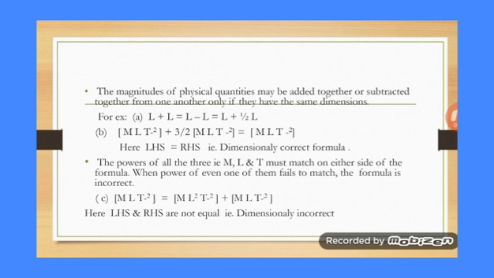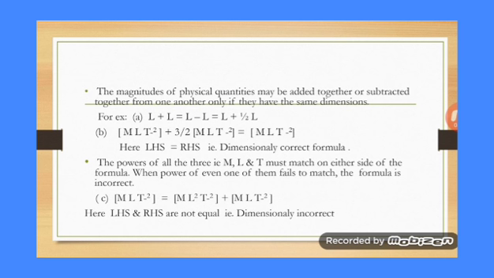Similarly, if on the left side it is MLT minus 2 and on the right side it is MLT minus 2 minus half MLT minus 2. In the three forms, MLT minus 2 on the left side, MLT minus 2 on the right side, and the third one minus half MLT minus 2, the three have the same dimension. Therefore, the left side and the right side have the same dimension. Therefore, the given formula or the expression is correct.